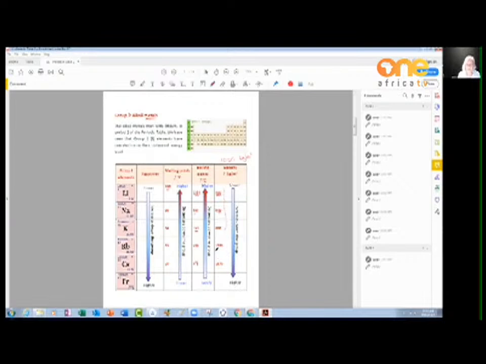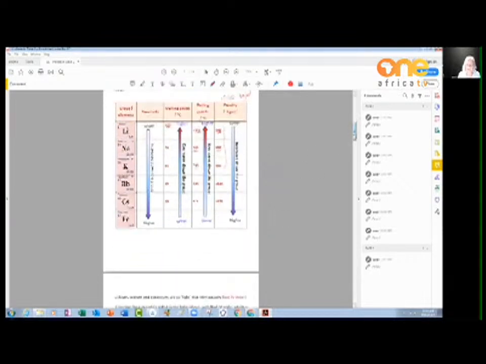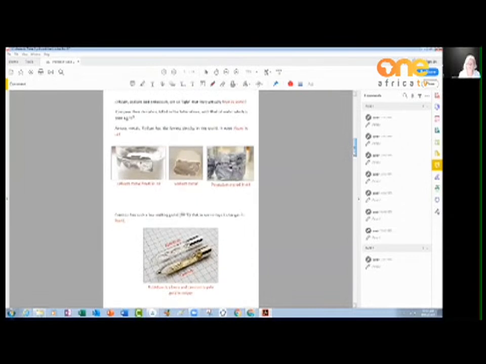Okay, what else can we say when looking at this table? Let's see here. Here we have some pictures.